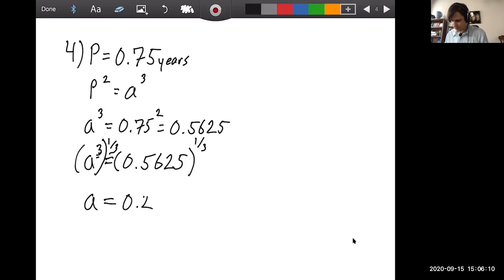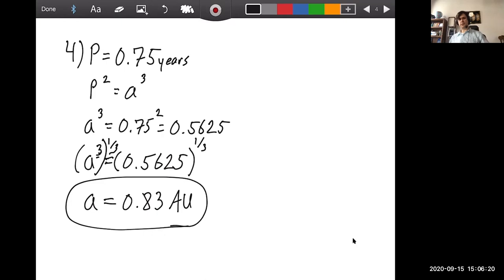0.83 astronomical units. Circle it in. So I'm proud of that answer. So something that has an orbital period of 3/4 of a year, 0.75 years, has a semi-major axis of 0.83 AU, 83% the distance away from the sun that the Earth is.